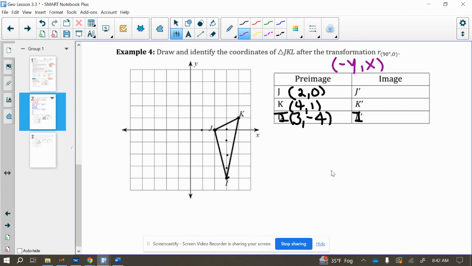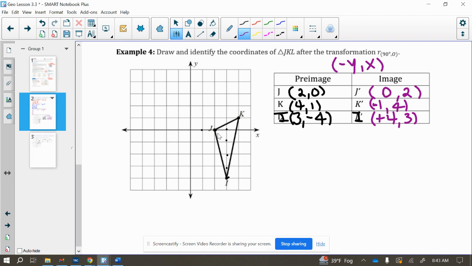So when we take 2 and 0, we are going to flip the order. It's now 0, 2. We would negate 0, but again, negative 0 is still 0. And then for K prime, we are switching the order. So 4, 1 becomes 1, 4. But again, we have a negative now, so we're flipping that one to be the opposite sign. And then for L, negative 4, 3. Again, we're flipping the sign. This is now positive 4, 3 for L prime.